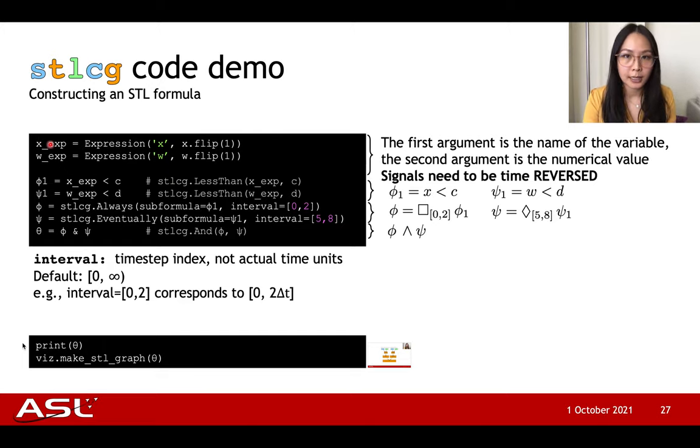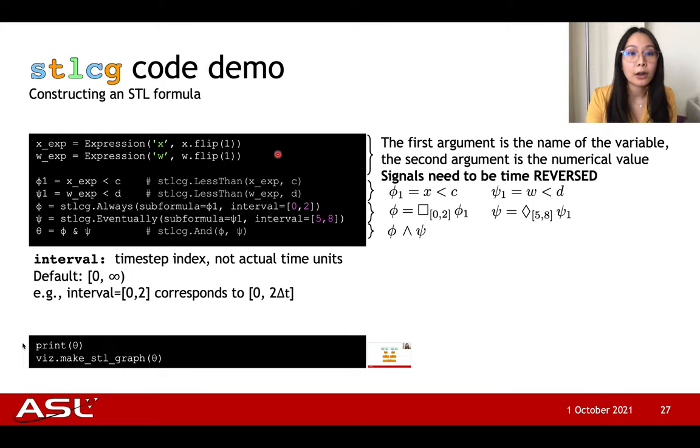Okay, so in this code demo or code snippet, we are going to be constructing an STL formula. In the first two lines, we are defining an expression, which you can think of as named tensors. The reason we have this is to make constructing the formula a little neater and for visualization purposes. In these expressions, the first argument is the name of the signal, and the second argument is the signal values itself.